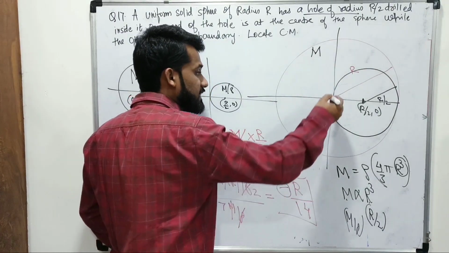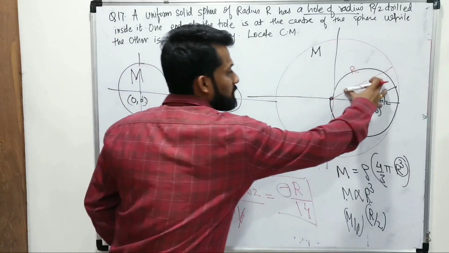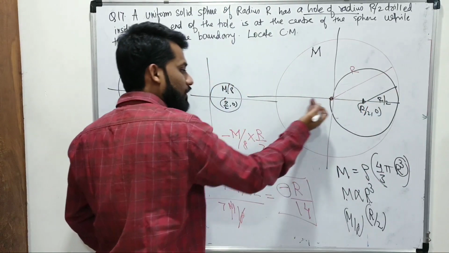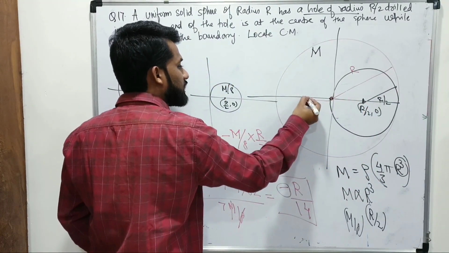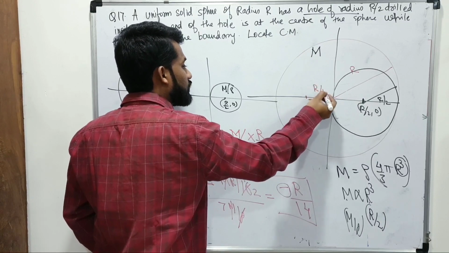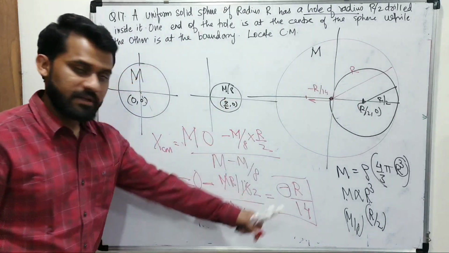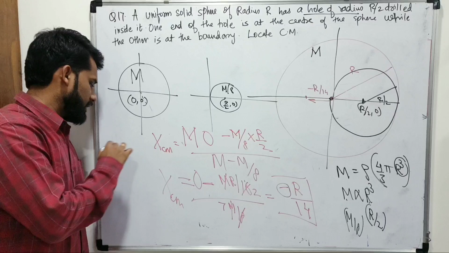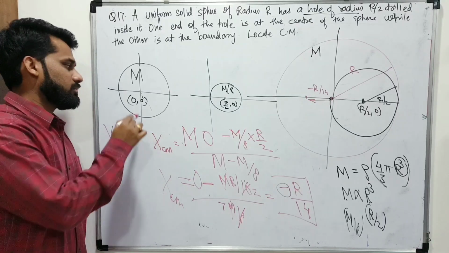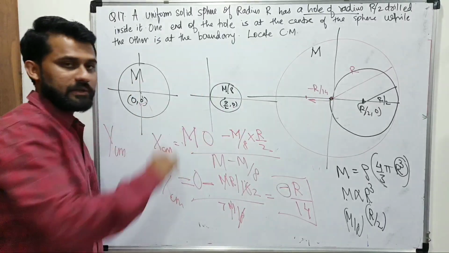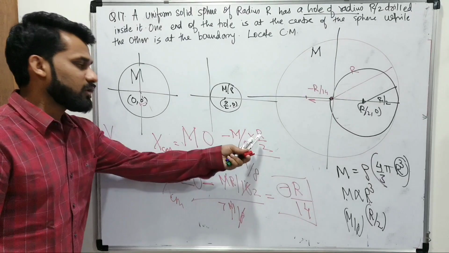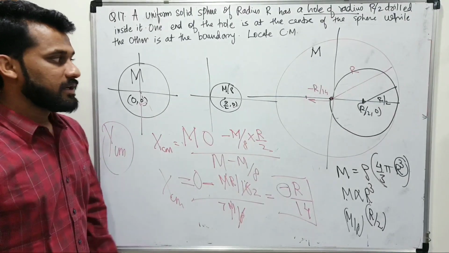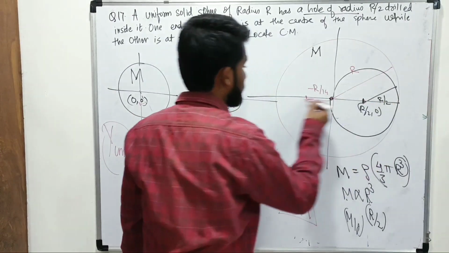Minus sign indicates it went to the left of the origin. If you remove certain part of the sphere, obviously center of mass will shift towards left. And where will it shift? r by 14 to the left side, so negative side. Whether y coordinate is going to change, is ycm going to change? No, because this is also 0, this is also 0. Even if you put it in the formula, 0 will come. So ycm is not going to change. Basically center of mass will remain on x-axis.